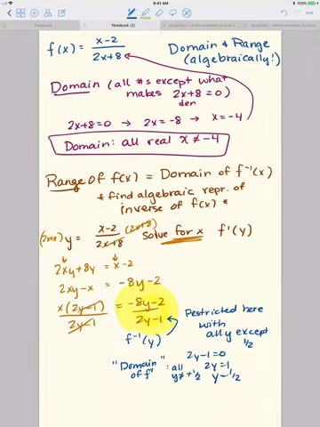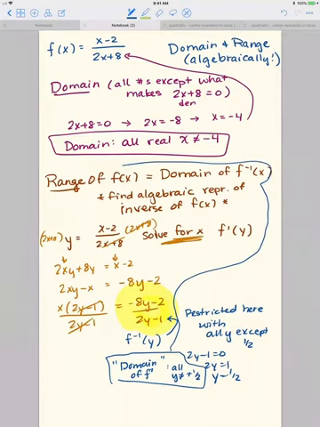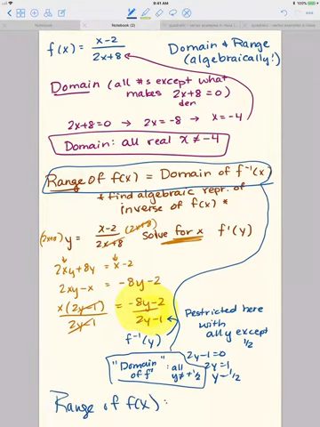I'm sorry, positive 1/2. So the way that equates to the range is the domain of the inverse is the same thing as the range of the function. So algebraically, I can answer that the range of my original function is all y values except 1/2. And you can see this on the graph should you choose to graph it.